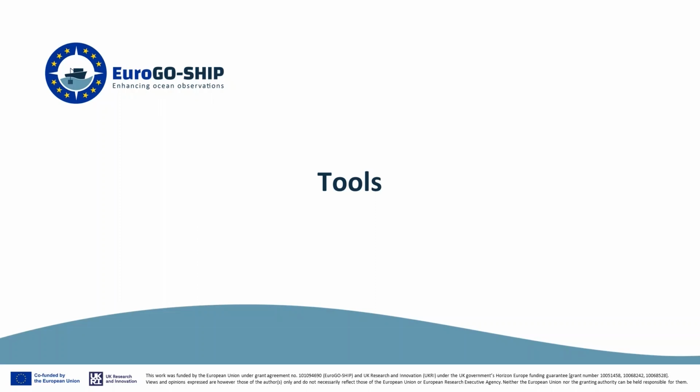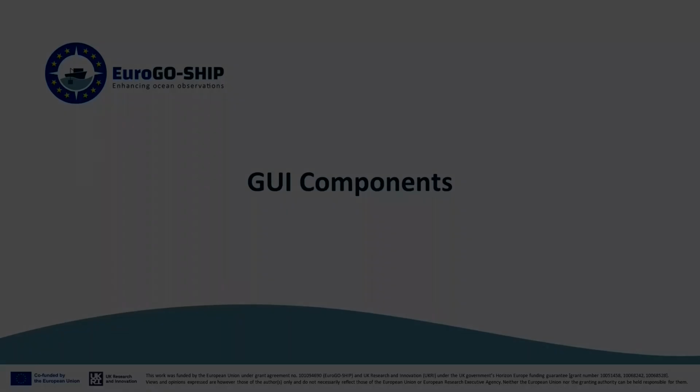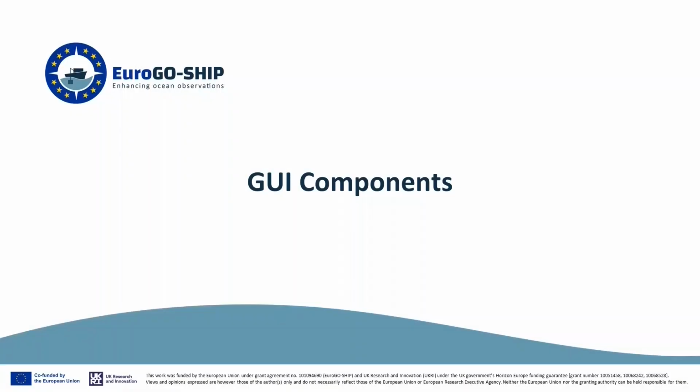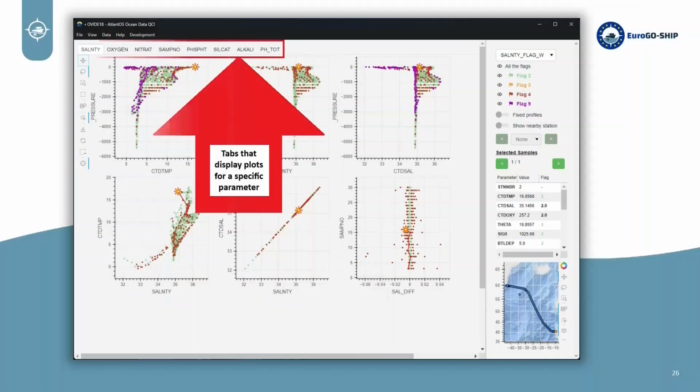Here is a brief explanation of how all the tools work, even though they are quite intuitive. Here you can view all the tools icons. Let's explain them. Pan tool moves the plot content by shifting the data along the axis. Box zoom zooms into a specific rectangular region.